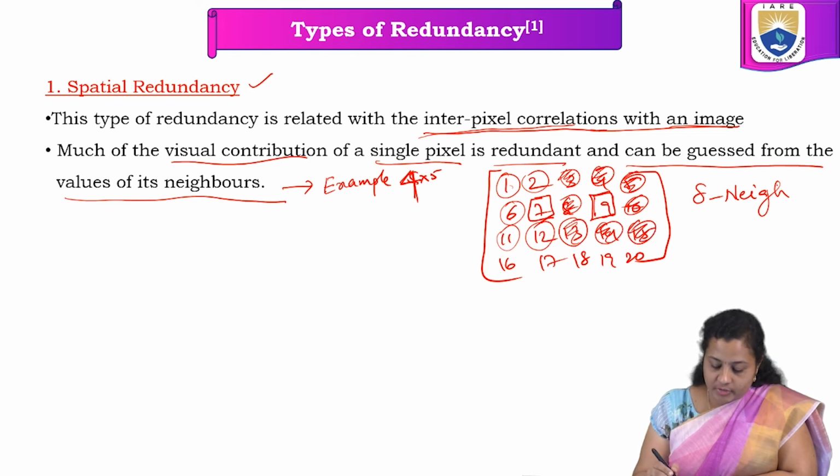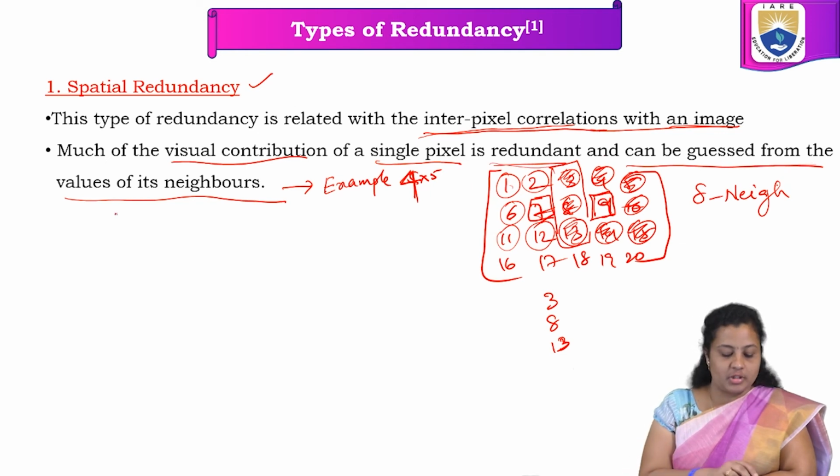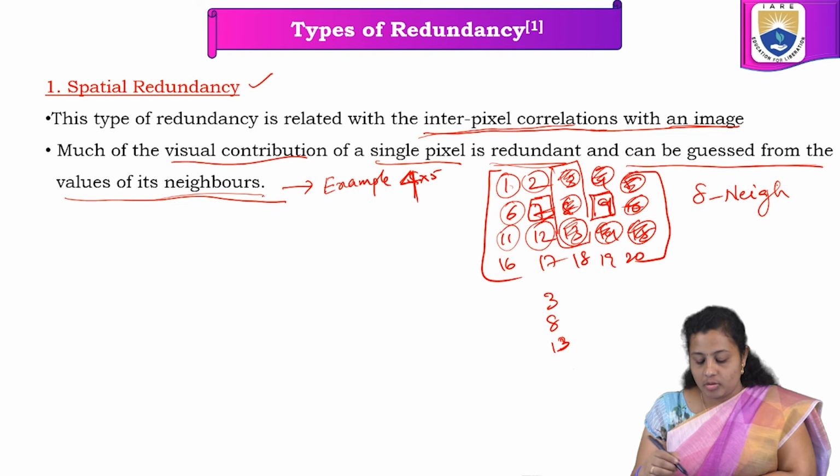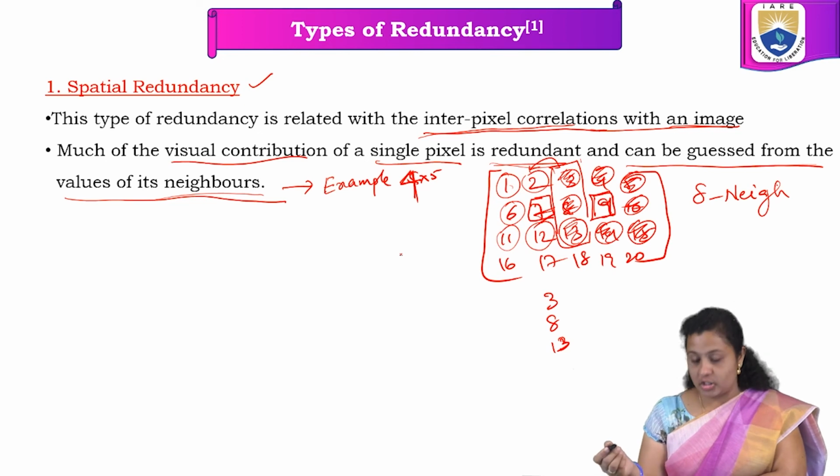Here, if we observe this column, given by 3, 8, 13, this information is replicated as 8 neighbors for 7. It is also replicated as 8 neighbors for 9. So this type of information is called our spatial redundancy. A single pixel is redundant and can be guessed from the values of its neighbors. So if the values depend upon our neighbors, then we can reduce our spatial redundancy.